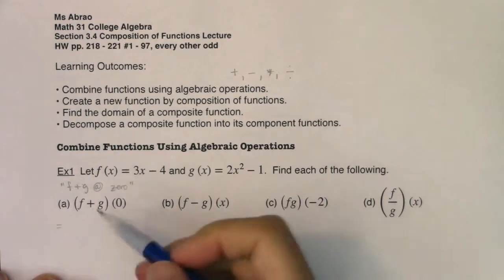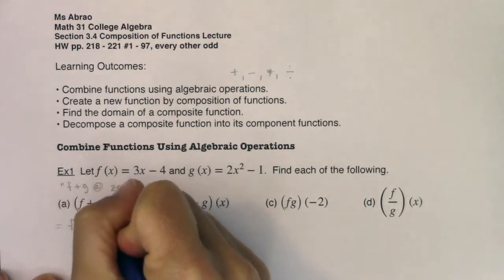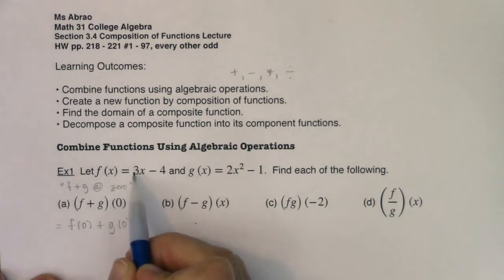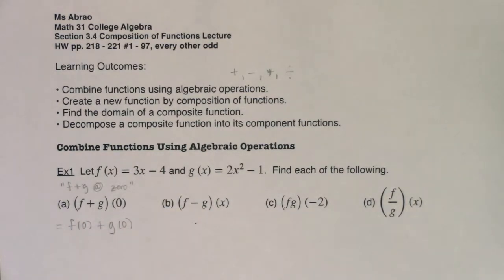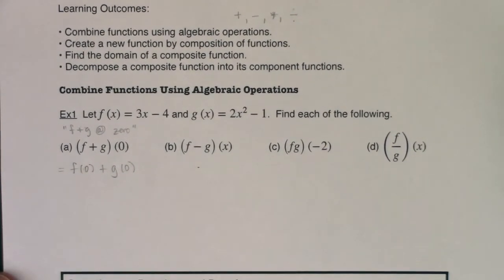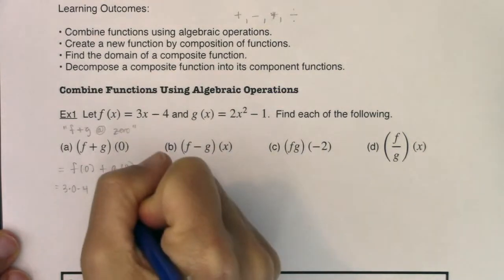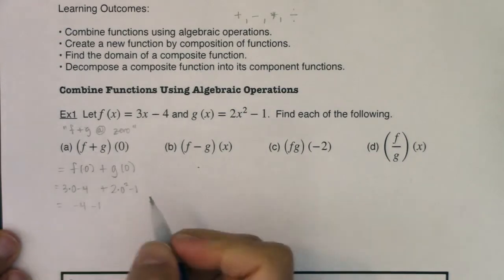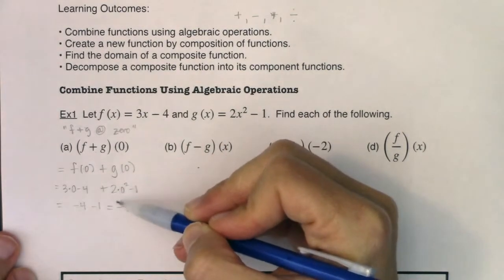So if I want to do the sum of functions, it will literally be f of 0 plus g of 0. All right, and then f of 0, well, let's figure out what that function is. 3 times 0 is 0. 0 minus 4 is negative 4. Now, just so I'm not skipping steps, I'll write that out. And I'm about to run out of room, so I'm going to scooch this up just a bit so that we have plenty of room here. Okay. So f of 0 would have been 3 times 0 minus 4. g of 0 would have been 2 times 0 squared minus 1. So we're looking at negative 4 minus 1, which is ultimately negative 5. So again, I started with a number, I ended with a number.